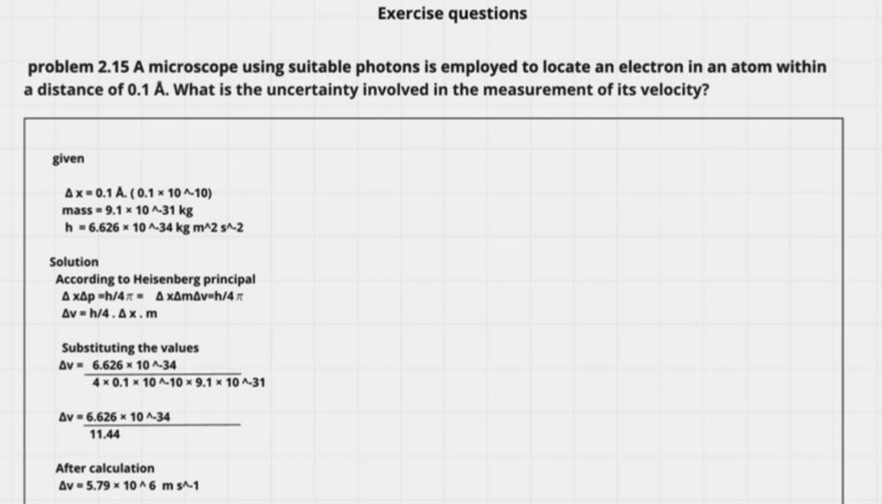Substituting the value, increment velocity equals 6.626 into 10 raised to the power 34 divided by 4 into 0.1 into 10 raised to the power 10 into 9.1 into 10 raised to the power minus 31. Increment velocity equals 6.626 into 10 raised to the power 6 divided by 11.44. After calculation, increment velocity equals 5.79 into 10 raised to the power 6 meter per second.